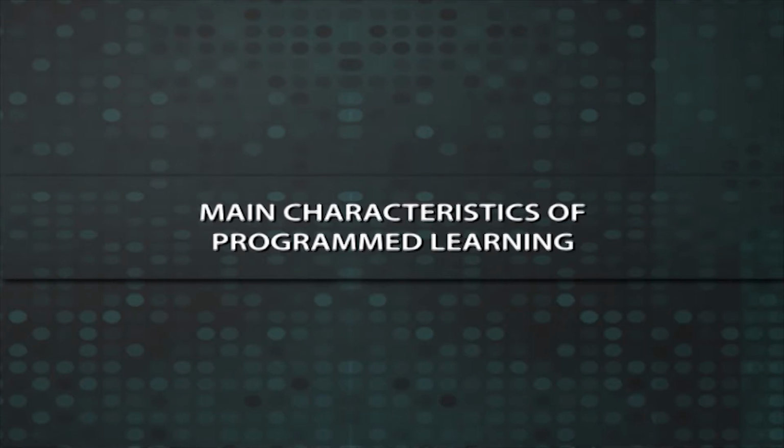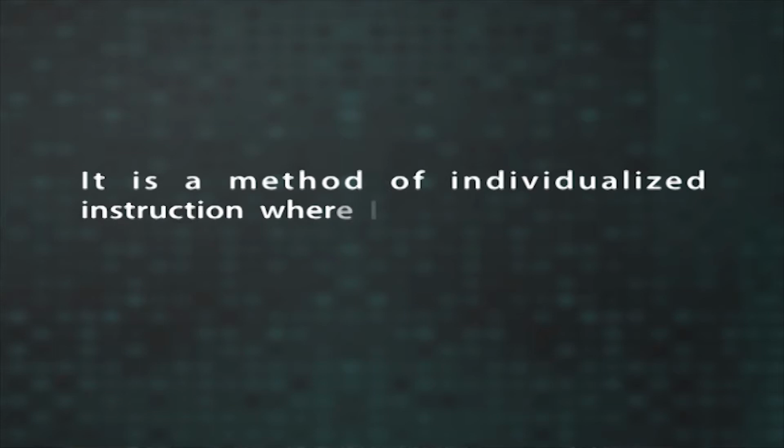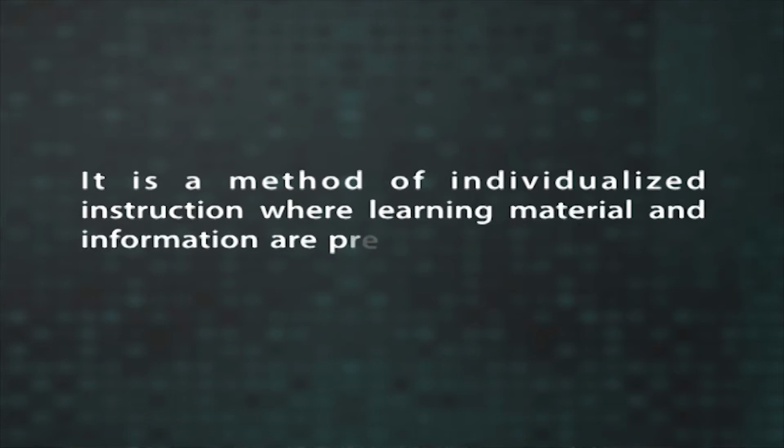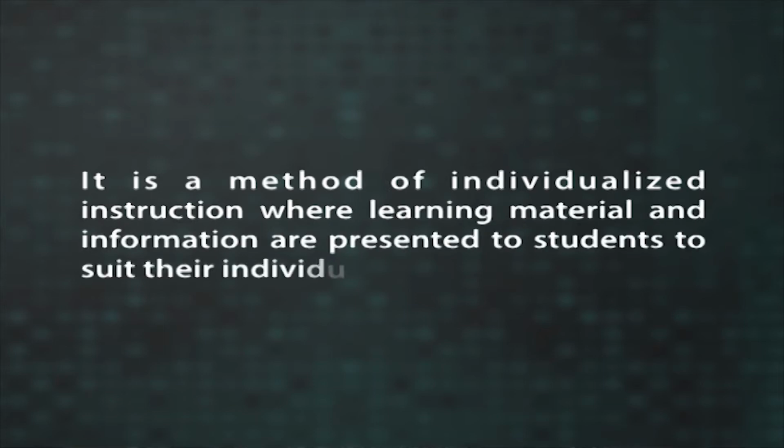Main characteristics of program learning. Program learning has a set of defining characteristics that differentiate it from other methods of instruction. Here are some of the most important characteristics of this method. To begin with, it is a method of individualized instruction where learning material and information are presented to students to suit their individual needs. This helps to maximize the rate and depth of learning, fosters understanding and motivates students.